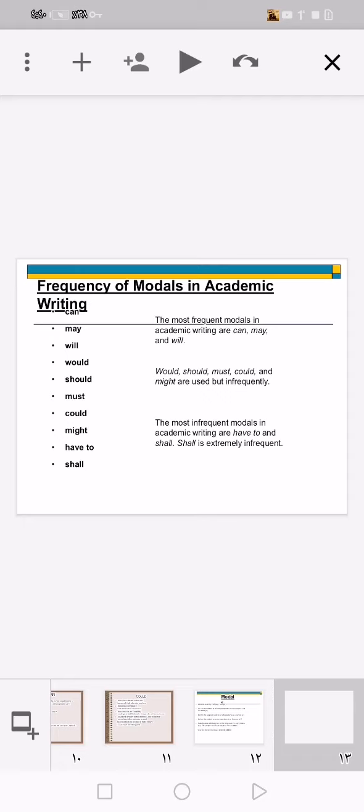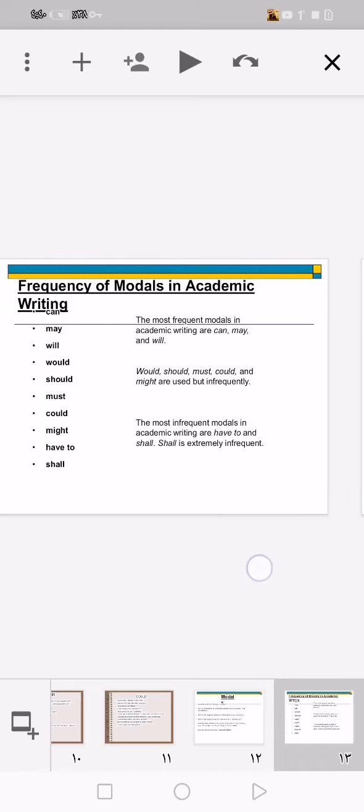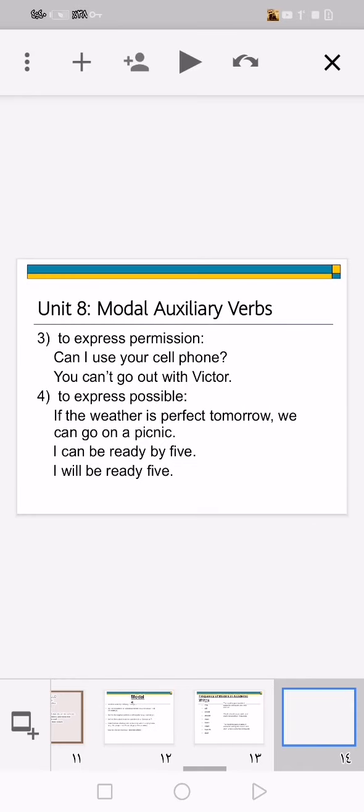The frequent modals are like can, will, and also may. Finally, the most infrequent modals in academic writing are have to and shall. Shall is extremely infrequent, meaning it is the least used in academic writing, along with have to. Shall is the last.